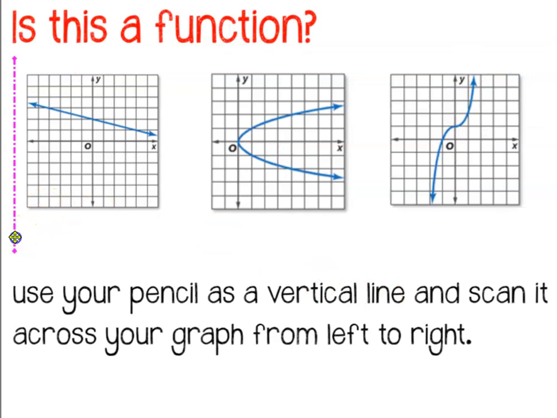Again, use an imaginary line, your pencil or your finger, and scan each graph from left to right. If you touch the graph in more than one place, like this one here, you touch it on the top and the bottom, you are not a function, you fail the vertical line test. Now this one on the far right is tricky, but it is a function. It never crosses back over itself, right? You can see over here, this graph kind of crosses back over its own path.